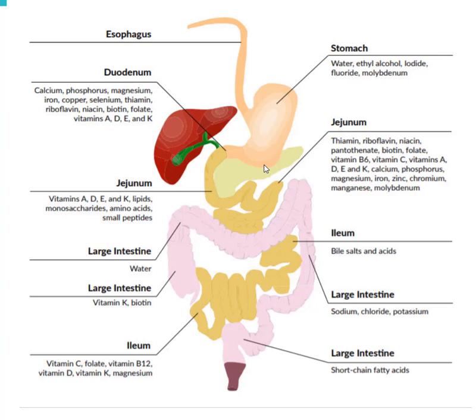This is one of my favorite diagrams that I've seen related to nutrient absorption all along the intestinal tract. As we can see, each region of the intestinal tract has various priorities of nutrients that are absorbed. So I'm going to point out a few things that I think about.